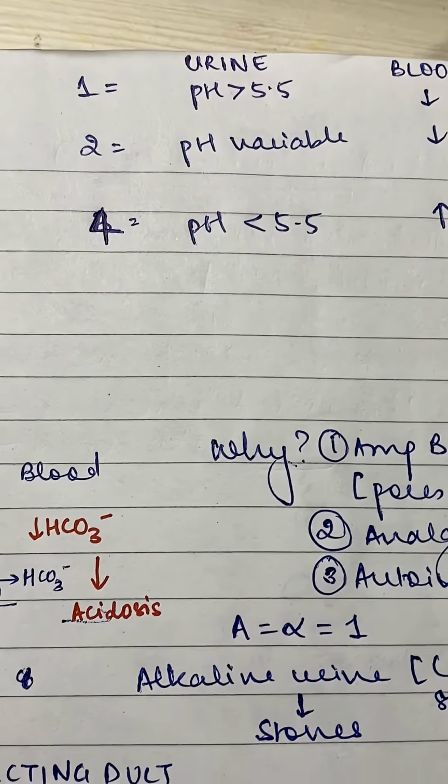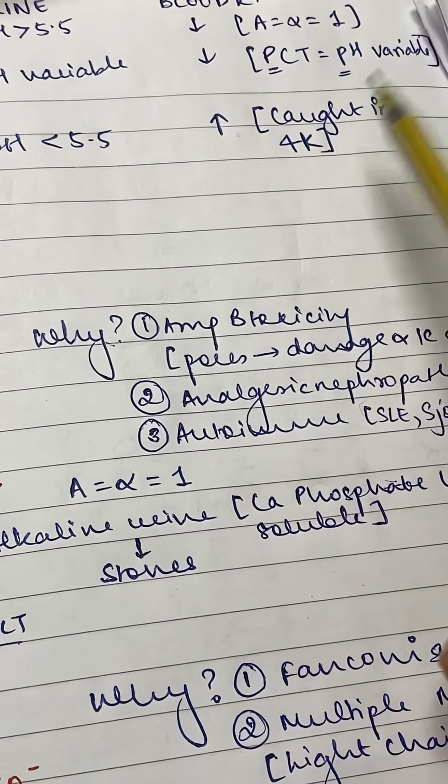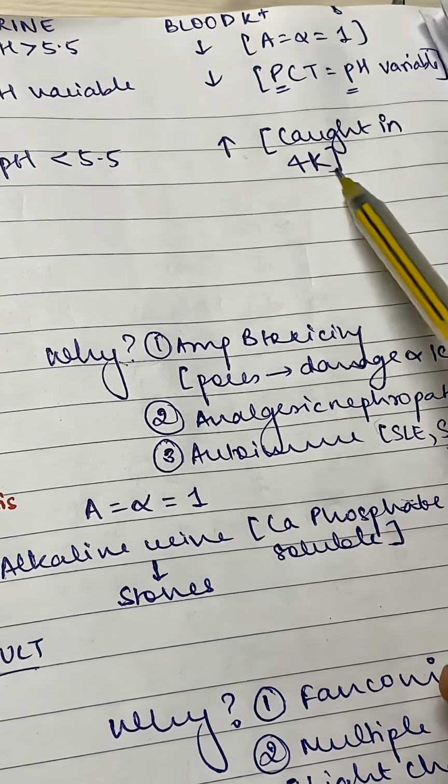Just to summarize, I told you this mnemonic. I also remember PCT as pH variable and also cotton 4K because this is the only one with high potassium in the blood.